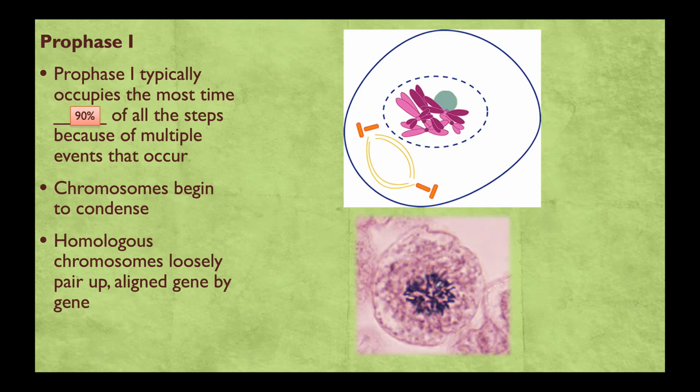Homologous chromosomes loosely pair up, aligned gene by gene. Now, in our prior talk, we talked about how, like in a karyotype, you saw 2 chromosomes, one from mom, one from dad, the homologous chromosomes lined up by size. Number 1 was the biggest, number 2, number 3. Well, they're going to find each other during prophase 1, which will take time, and they're going to line themselves up gene by gene. Okay?